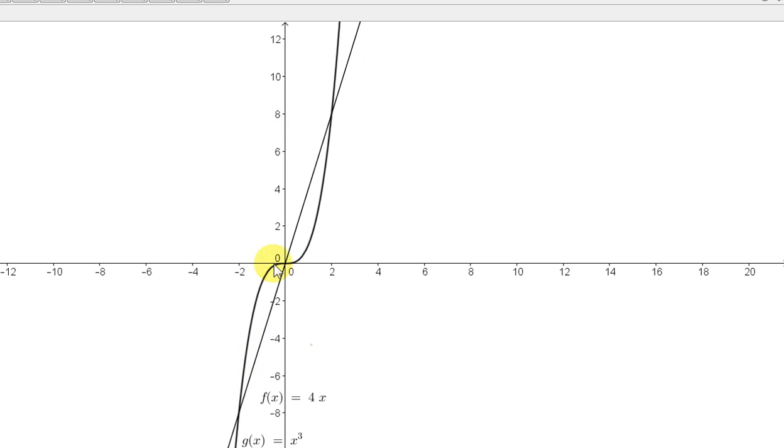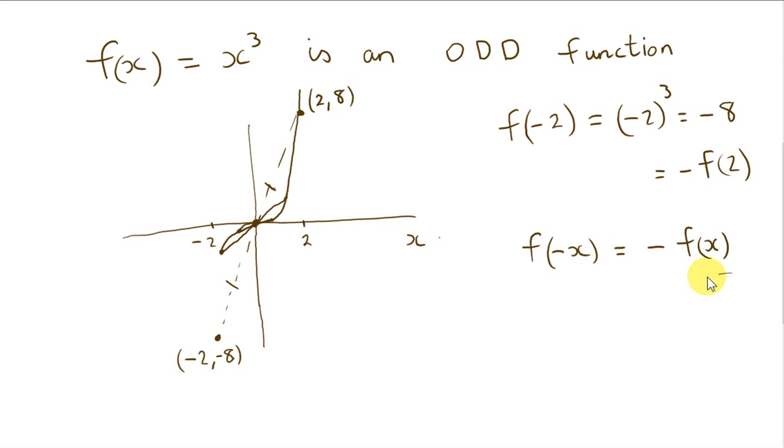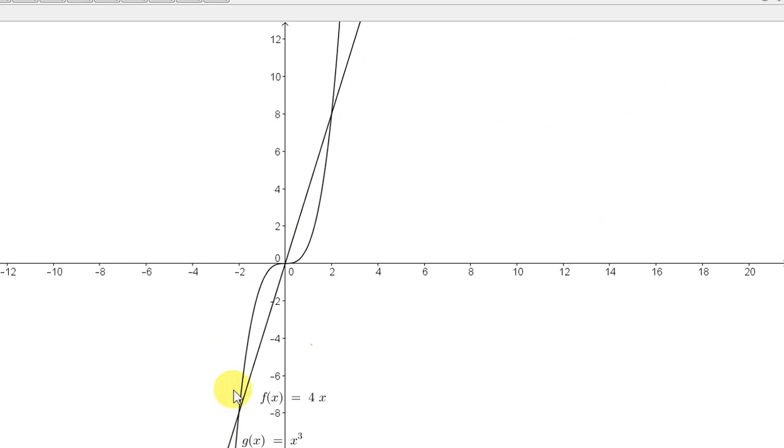So we expect the part of the graph for negative x to be the image of the part of the graph for positive x under central symmetry in the origin. That's the case for any odd function, for any function which obeys this rule here for all x.